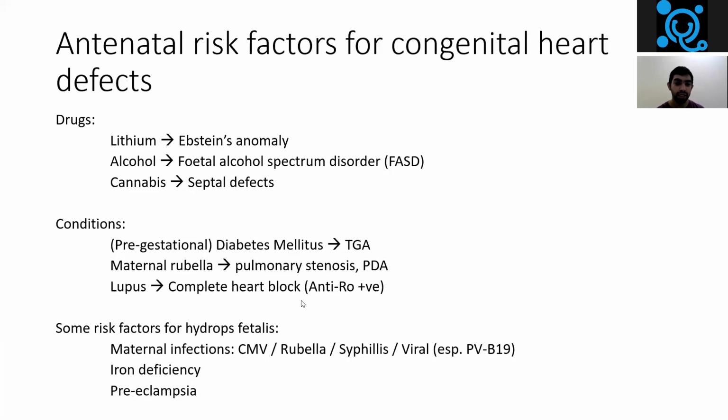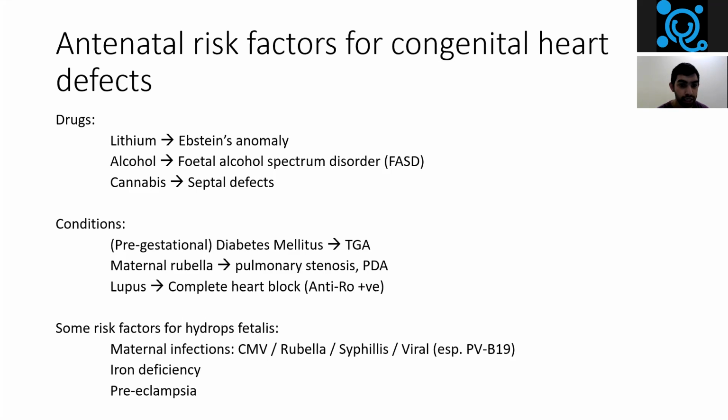And then hydrops fetalis, you can view it as almost similar to heart failure in utero. The main risk factors are maternal infections, especially viral infections. The key one to know about is parvovirus B19. Iron deficiency anemia can do it, and also preeclampsia. Okay. But this slide here should contain a lot of the key antenatal risk factors for congenital heart defects, at least for undergraduate level.